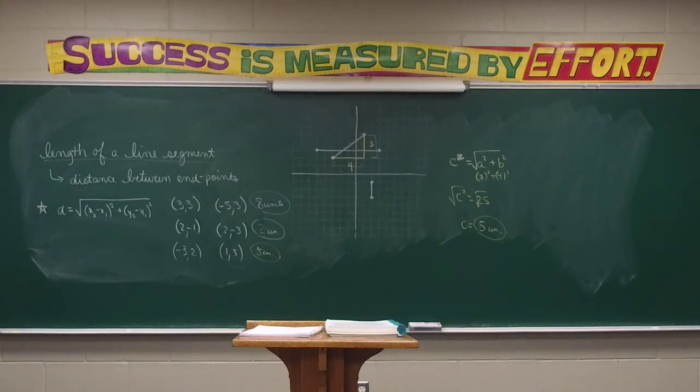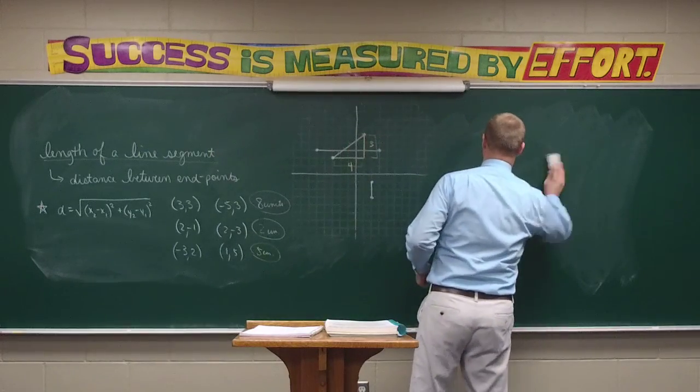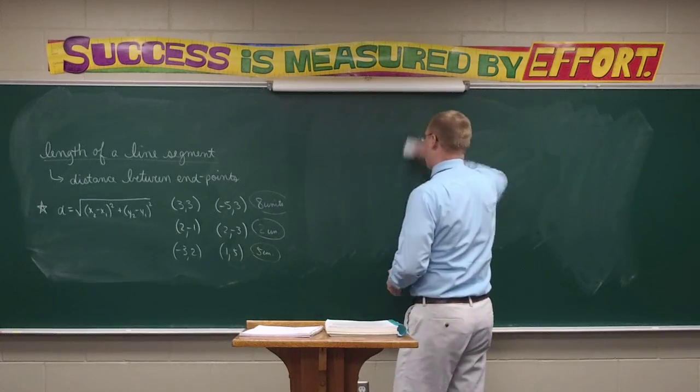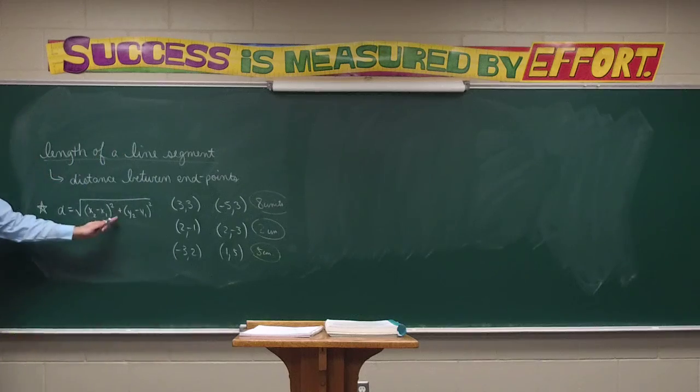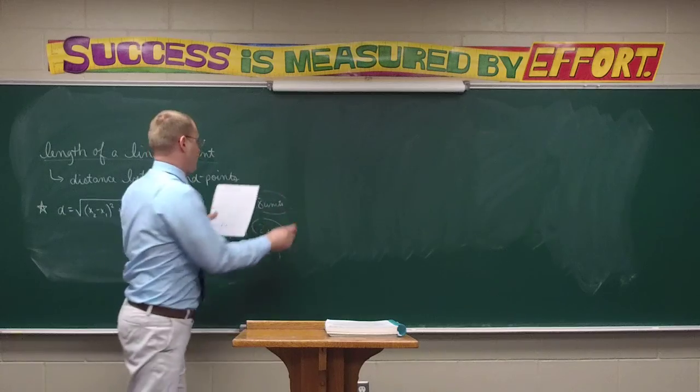So we have the slope formula already, right? m equals y2 minus y1 over x2 minus x1. So now we have the distance formula, which is used to find the length of a line. Just square the rise, square the run, add, take the square root. Let's look at some examples here together. Write this down if you would, please.